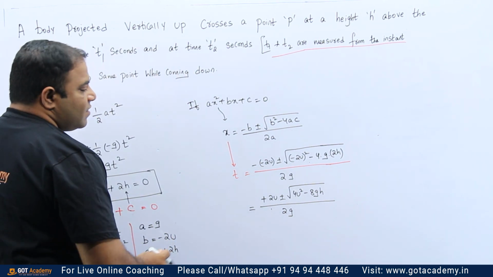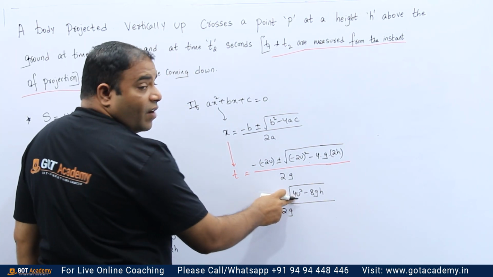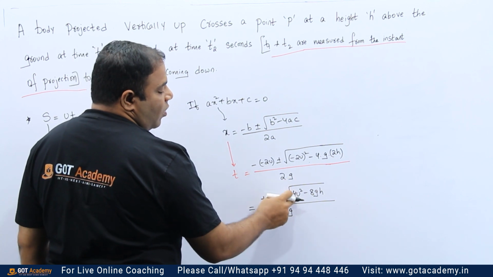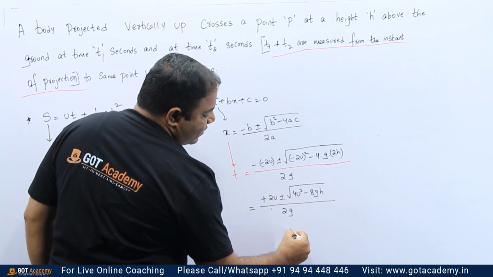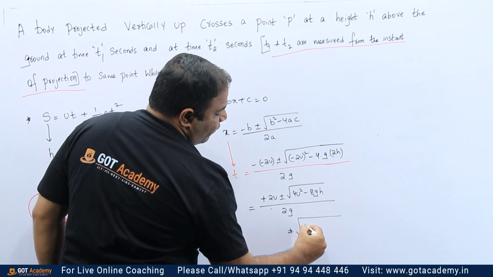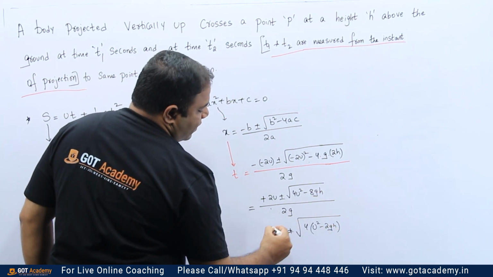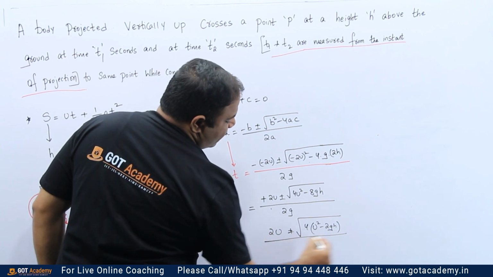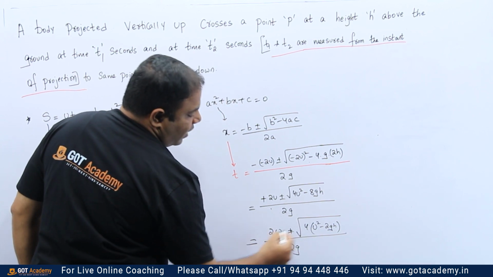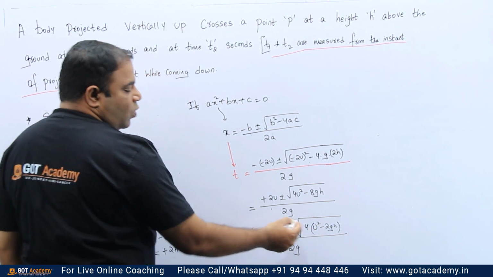Understood now? So after getting this, why don't you take this 4 as common? If you take 4 as common, what I am getting here is root over 4 into u square minus 2gh, and here it is 2u, which is divided by 2g. Here root 4 is nothing but 2, so 2 is coming out.